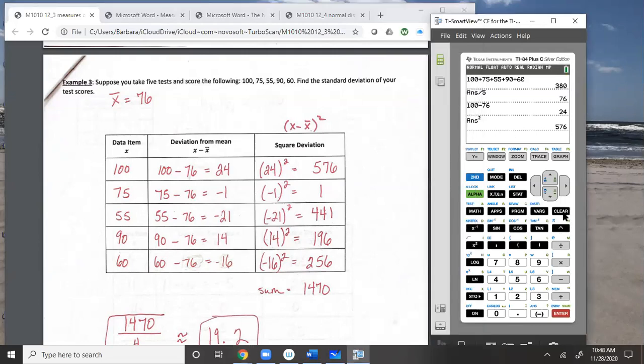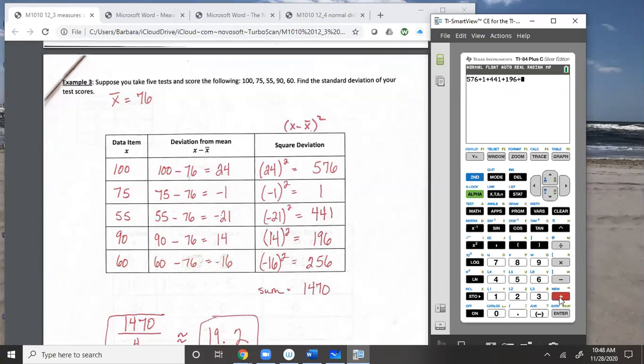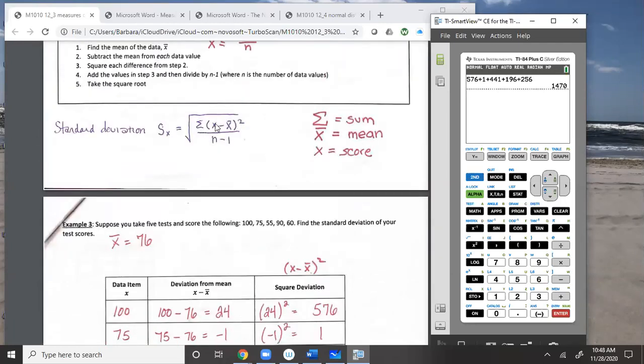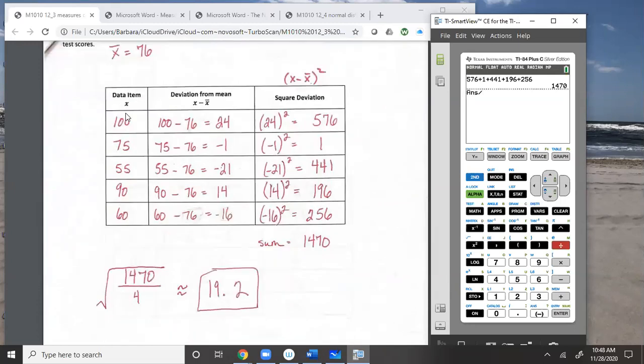I'll do that with you. So 576 plus 1 plus 441 plus 196 plus 256, and that's equal to 1470, right? So the sum, that's in the numerator here. That's 1470. We're going to divide that by n minus 1. So n, we just want to count how many we have here. That's 5 minus 1 is 4.